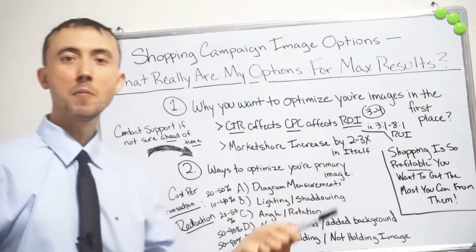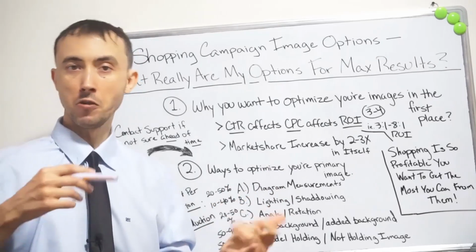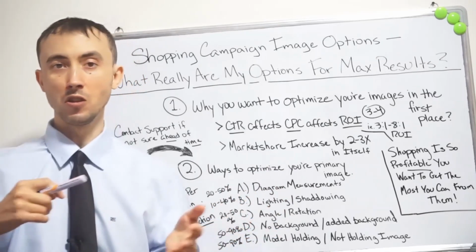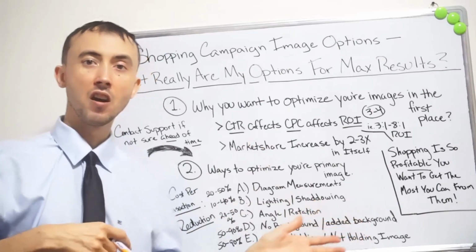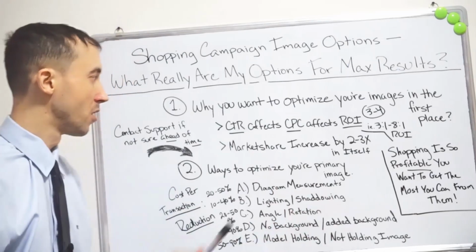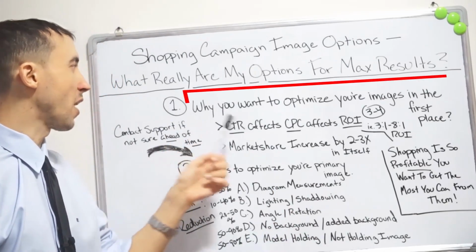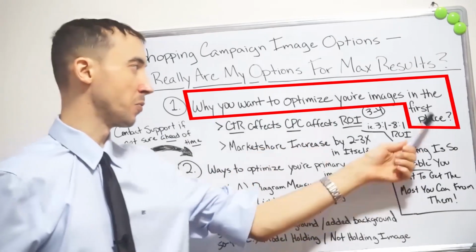So anyway, as usual on my videos, I have a short list of things that I want to cover here. It tells you the do's and the don'ts, how to actually get your boost in ROI, how much you can actually get, things to avoid, that kind of stuff. The first thing on my list that I want to cover is why you want to optimize your images in the first place.